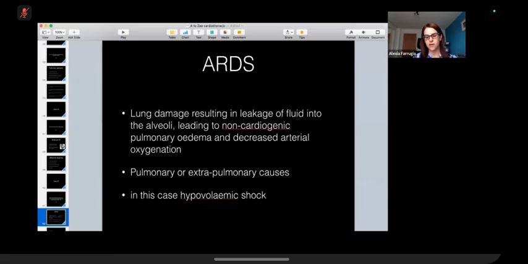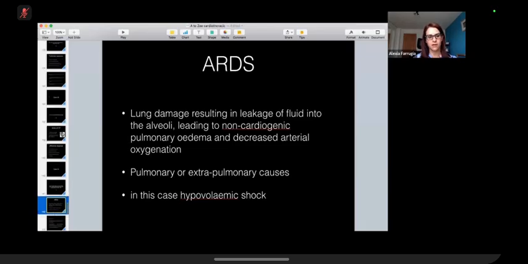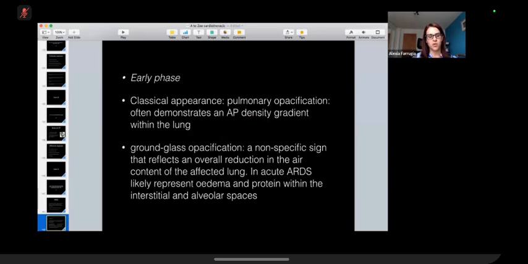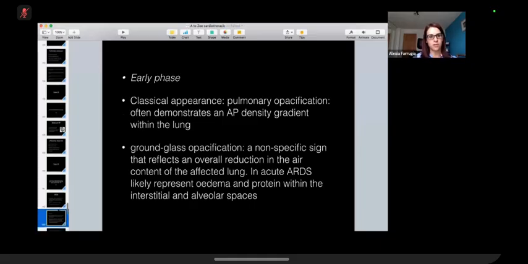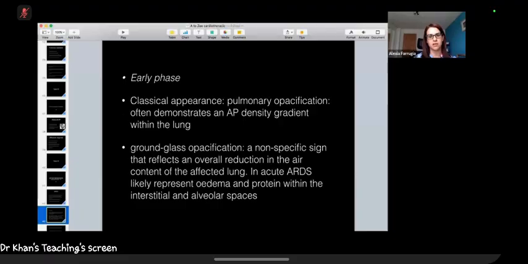ARDS. The causes can be pulmonary or extrapulmonary, as in this case, hypovolemic shock. So we went through this description earlier. So in the early phase, you have this pulmonary opacification, which demonstrates this AP gradient, density gradient within the lung. So more consolidative in the dependent regions and more ground glass predominant. And the lung apices and the upper zones are relatively spared.